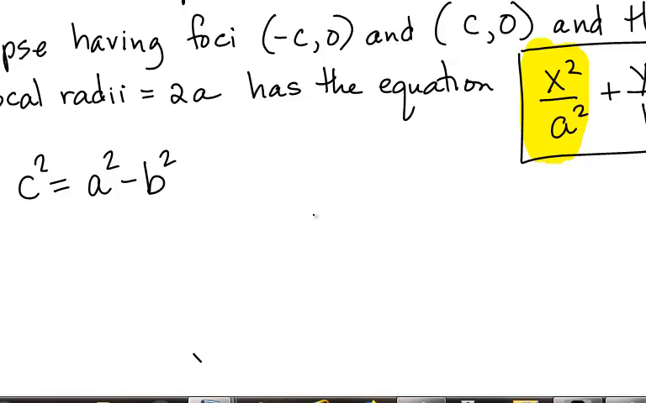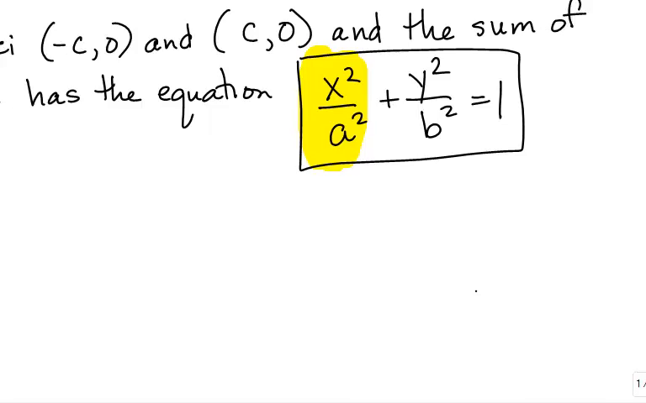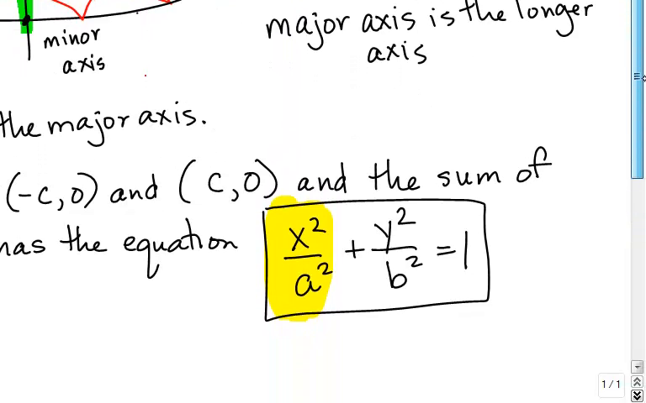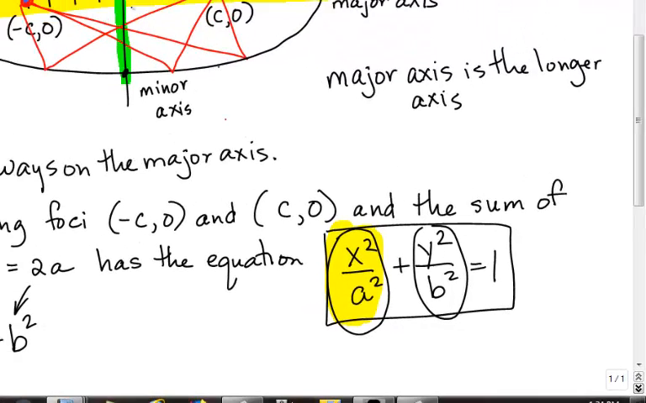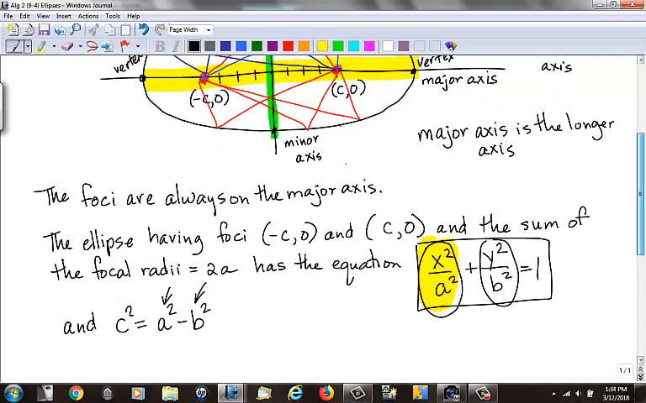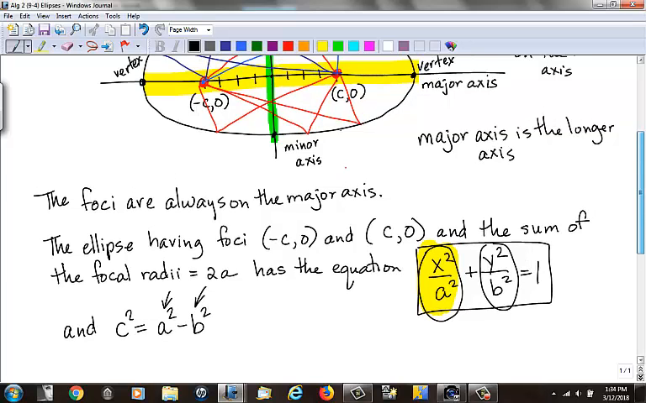So the a squared on this one, and this is like the one that I've drawn up here, the major axis is the first axis. The a squared is underneath that, so you can sub that in. The b squared is underneath the y, so you can sub that in. You can solve for c, and then that gives you where the foci are. Okay? Yeah, negative c, 0 and c, 0 is your foci.